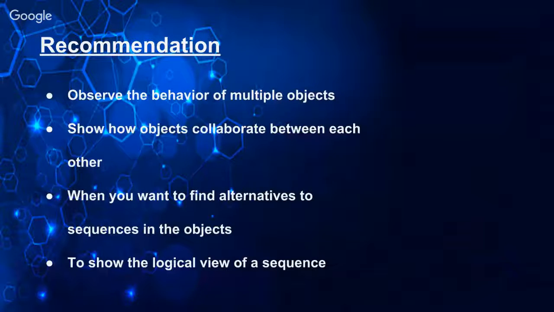The recommendations for using UML design sequence include whenever you would like to observe the behavior between multiple objects. This means that you're going to show how the objects collaborate between each other, whether it's sending solutions to each other or showing how systems are going to change, or whenever you would like to find any alternatives to sequences in objects. This means that it's going to show the logical view of the sequence, which lets you change or modify anything that you would like to show the precise definition or the behavior between the diagram.